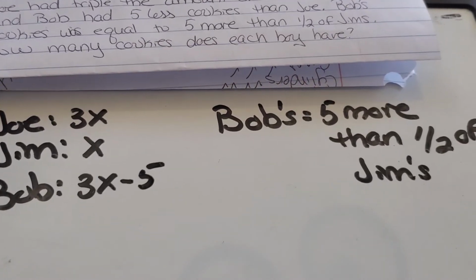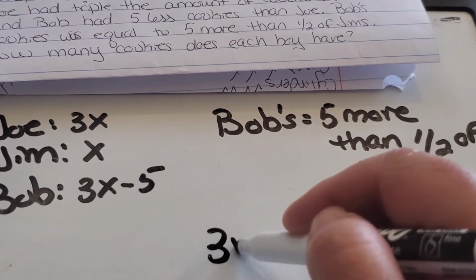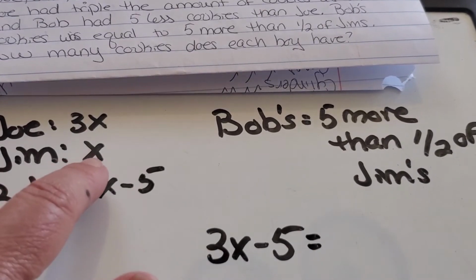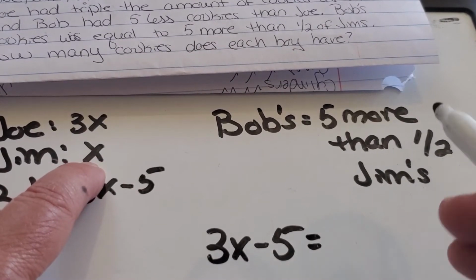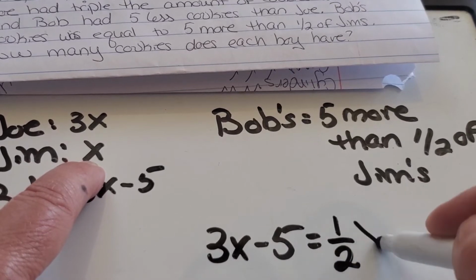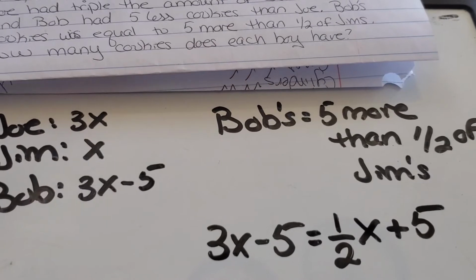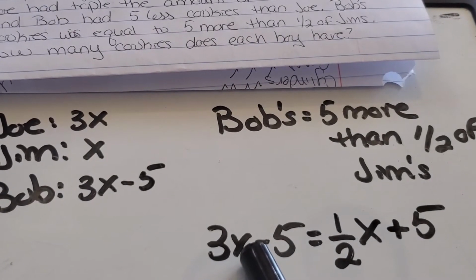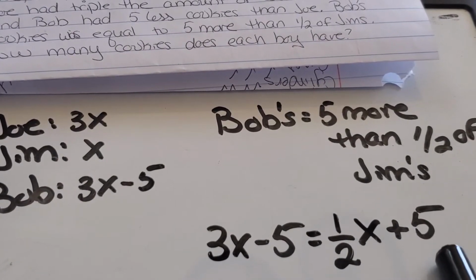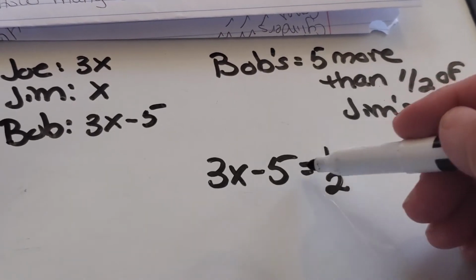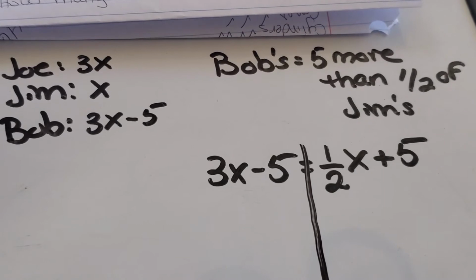So Bob's cookies, that's 3X minus 5. That has to be equal to 5 more than half of Jim's. So this is half of Jim's. 5 more than that will look like this. Bob's cookies is equal to 5 more than half of Jim's. And again, we don't care that Joe's not in the equation. We can figure him out later.